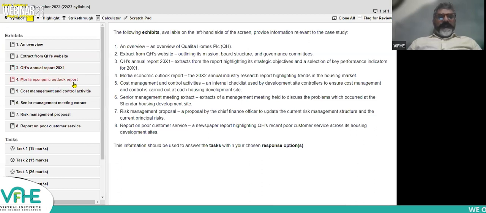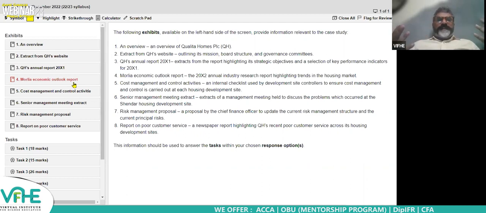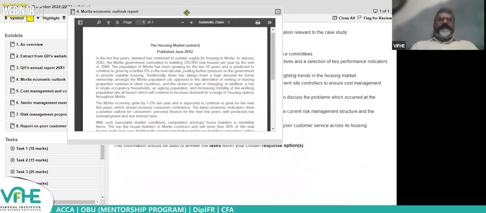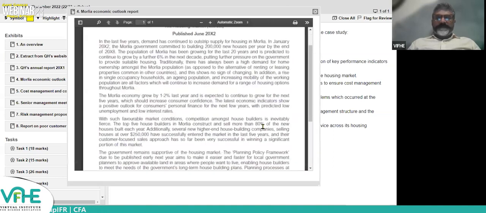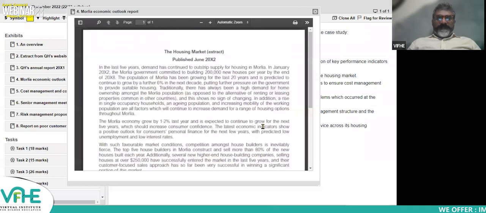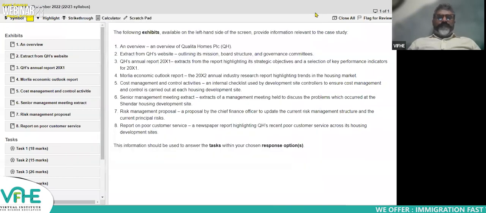Morila's economic outlook report. Now, this is a very specific heading. It will tell us about the economic outlook of the country, right? I have a feeling it's 1:1 because the heading is very specific, economic outlook. Let me look at the size. Oh my God, it's almost full page, but I would think it is 1:1.